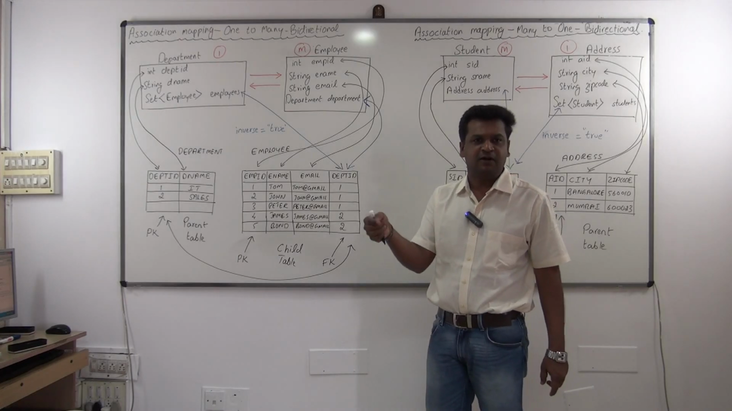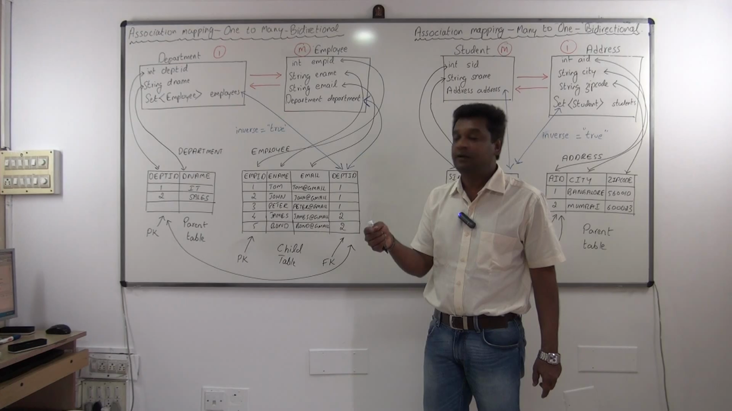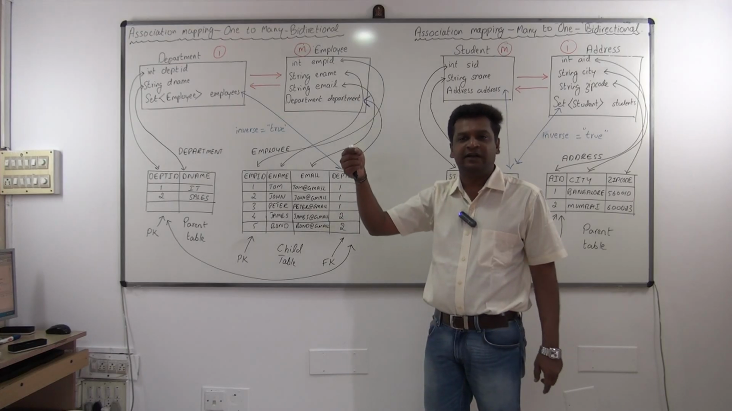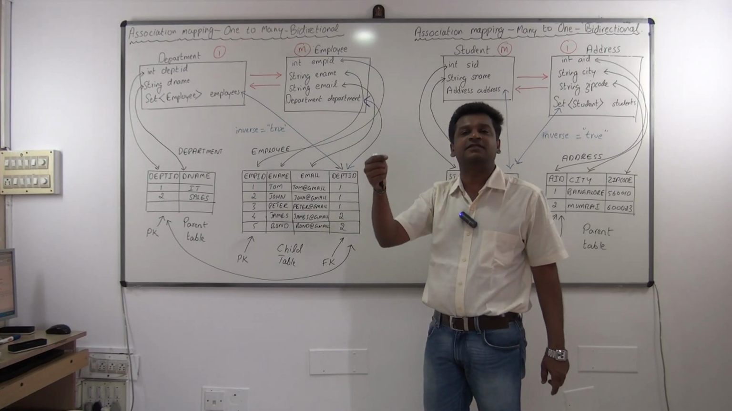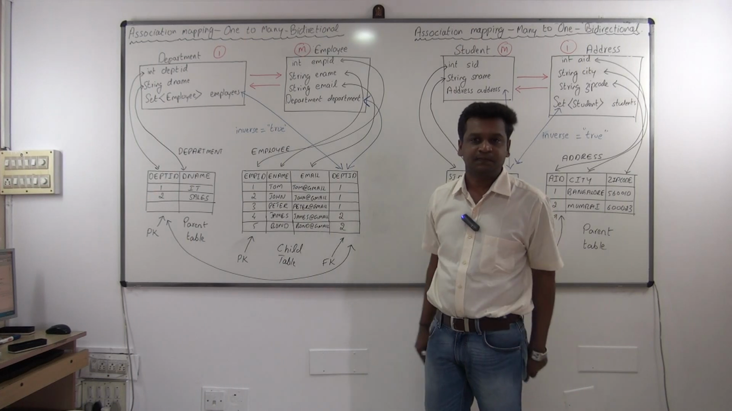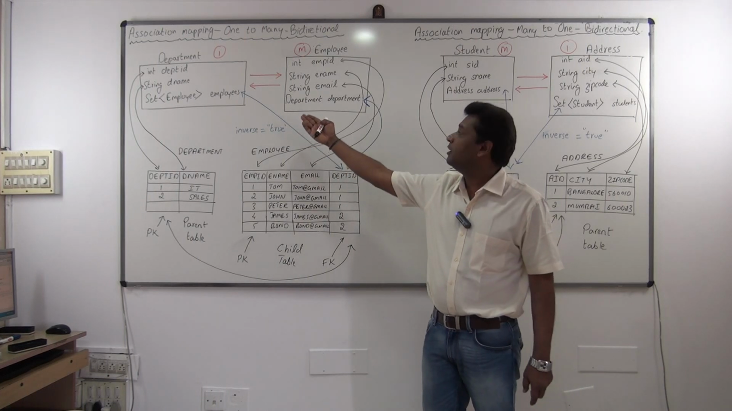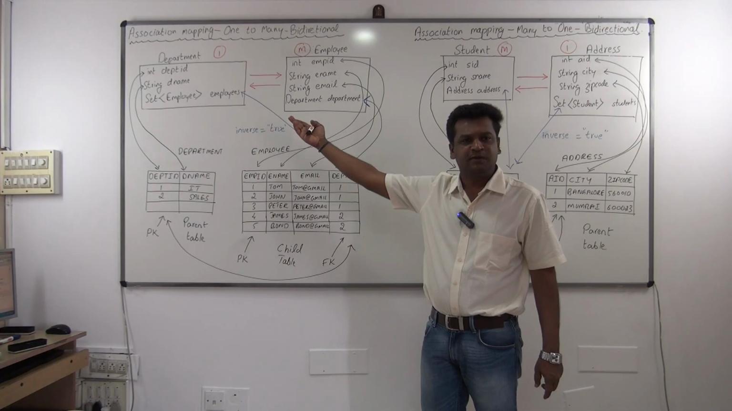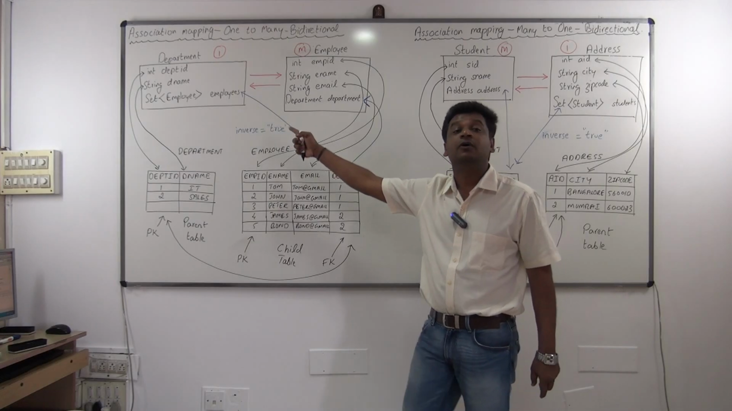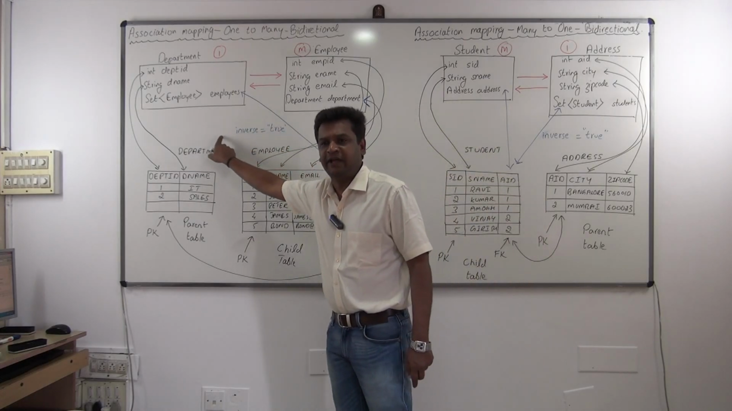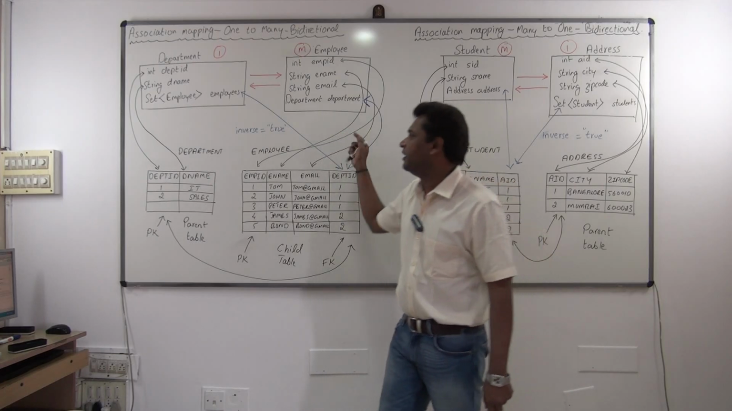For yesterday's example, or last class example, all you need is, in the employee.hbm.xml file, one tag called many to one. That's it. In the department.hbm.xml file, it remains the same. There you'll use the one to many tag. Here you'll use the many to one tag. That's the tag you'll use.